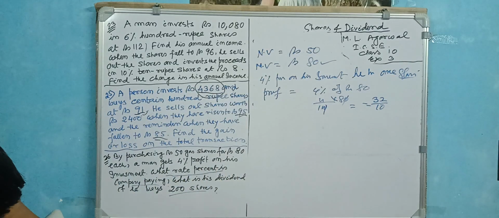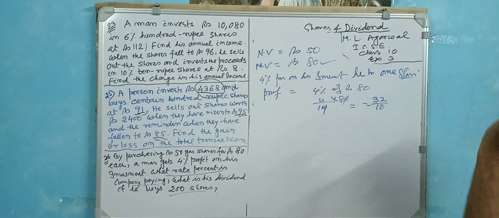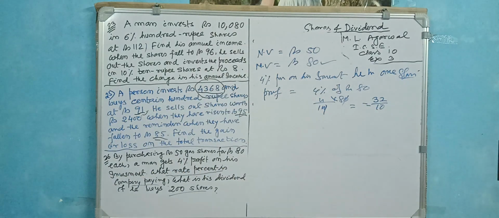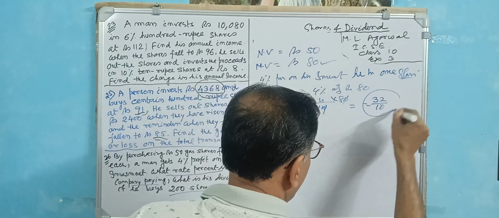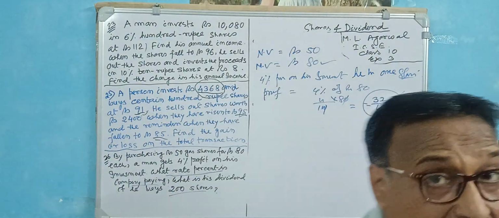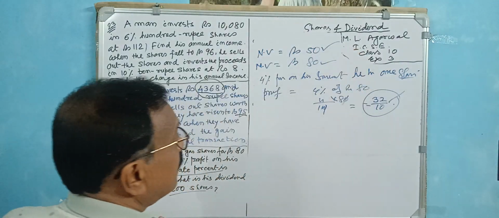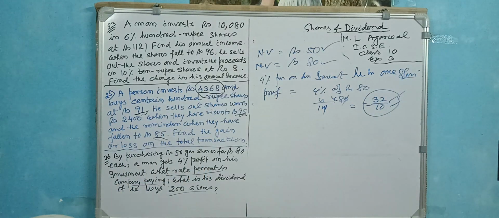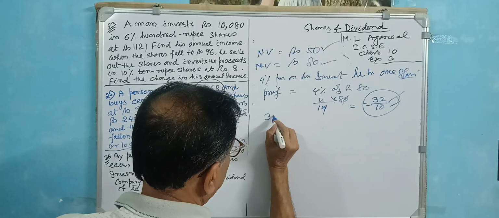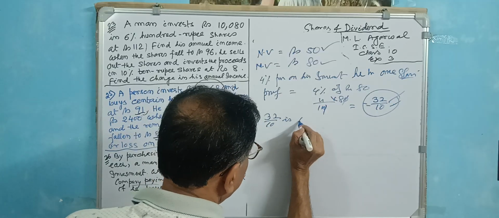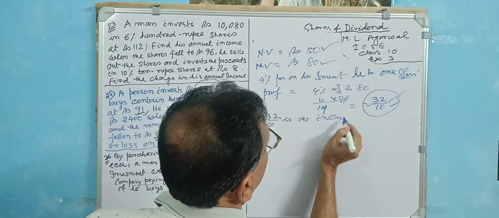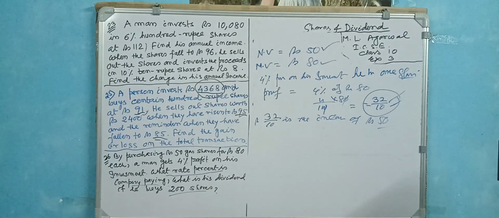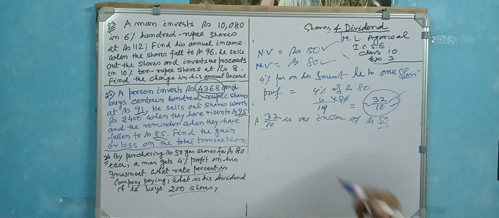This is the profit. Actually, this profit is coming from the dividend. This is the income, and this income is collected out of 50. This 32 by 10 rupees is the income of rupees 50. Actually, you invest in a company rupees 50. So on that basis, the dividend is this.